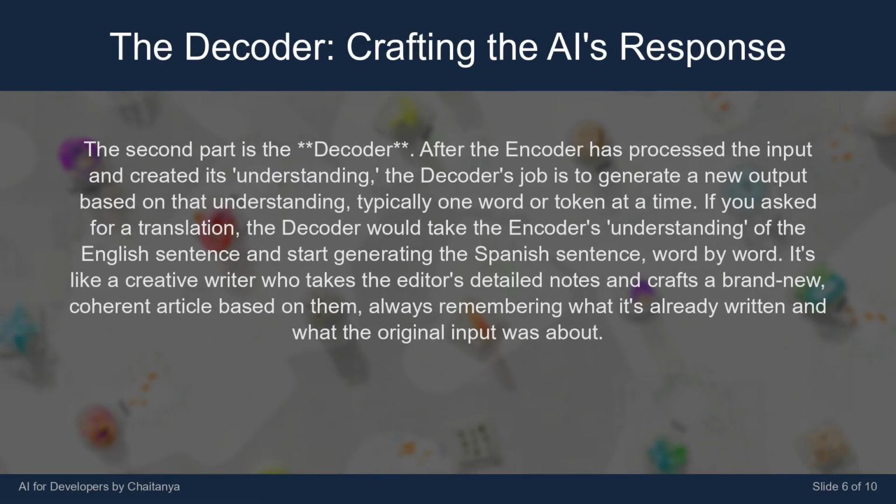The second part is the decoder. After the encoder has processed the input and created its understanding, the decoder's job is to generate a new output based on that understanding, typically one word or token at a time. If you asked for a translation, the decoder would take the encoder's understanding of the English sentence and start generating the Spanish sentence, word by word. It's like a creative writer who takes the editor's detailed notes and crafts a brand new, coherent article based on them, always remembering what it's already written and what the original input was about.